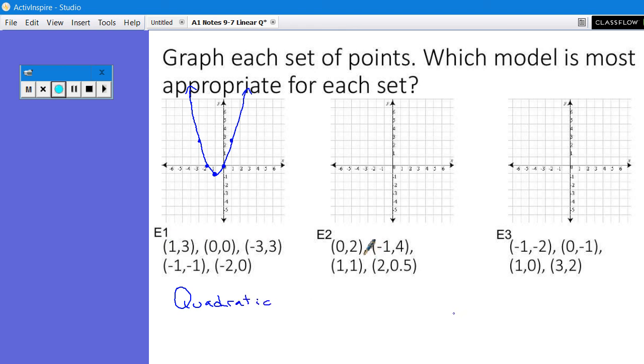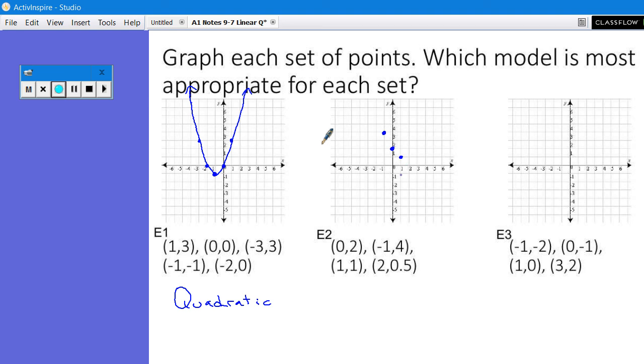Okay, for our next one, we have (0, 2). 0 means don't go left or right, go up to 2, put a point. The next one is (-1, 4), so go to the left 1 and then up positive 4. For the next one, it's (1, 1), so you start at the origin, go to the right 1 and up 1.